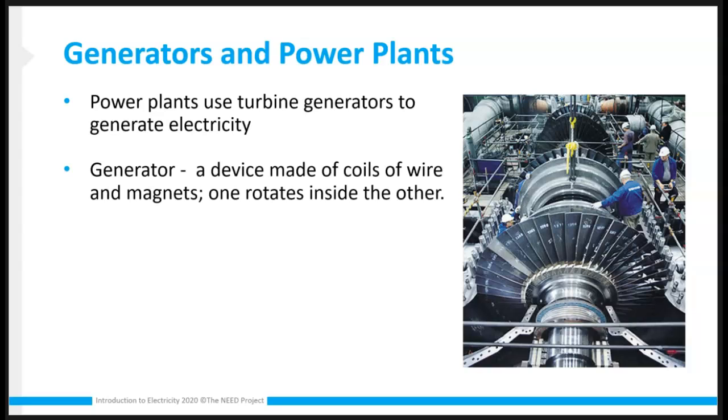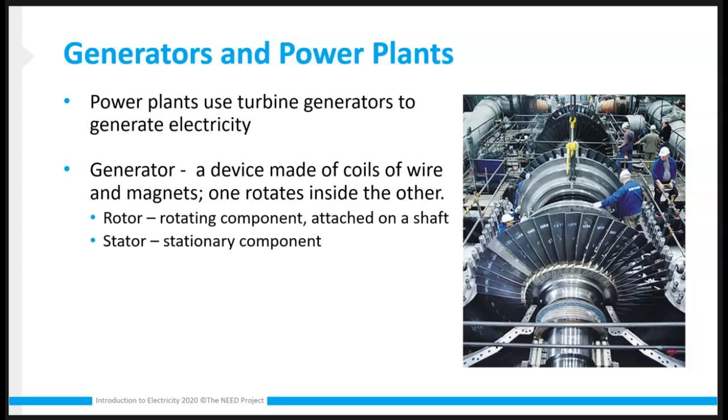A generator is a device made of coils of wire and magnets. One rotates inside the other. The rotor is the rotating component. The rotor rotates. It's attached to a shaft or a long pole that connects to the rest of the generator. The stator, which is the stationary component, does not move. It stays in position.